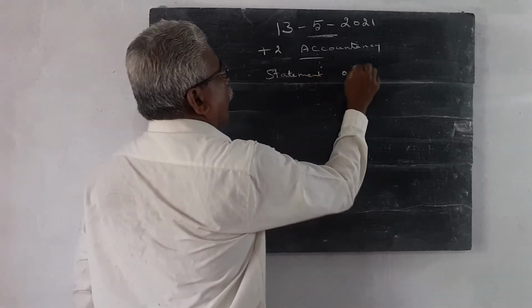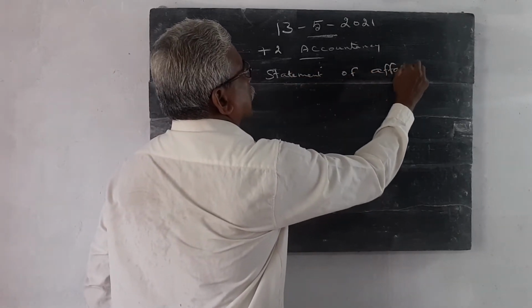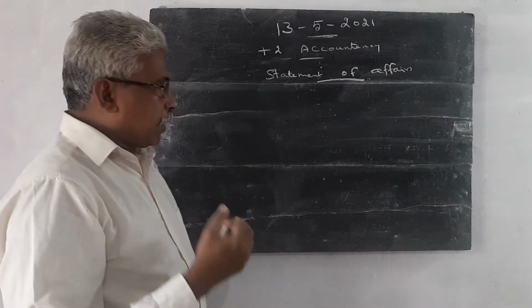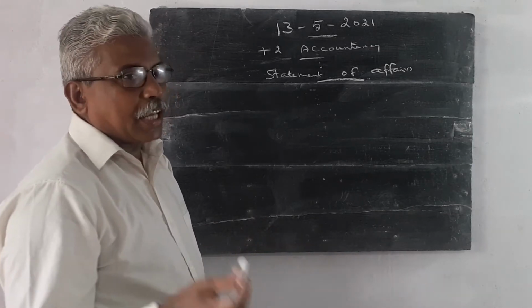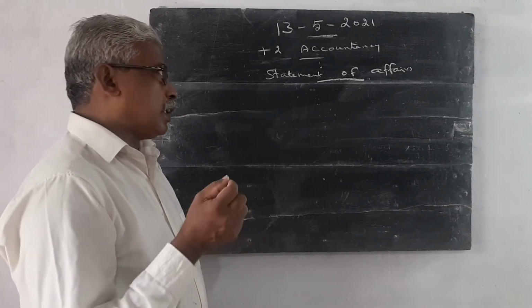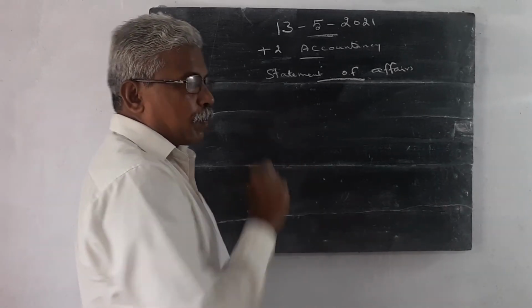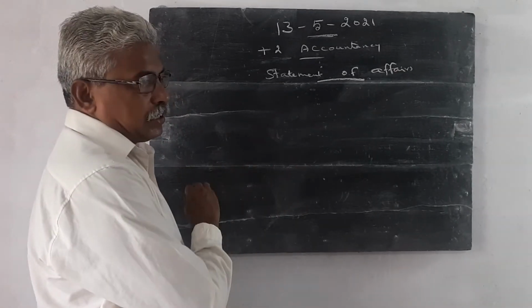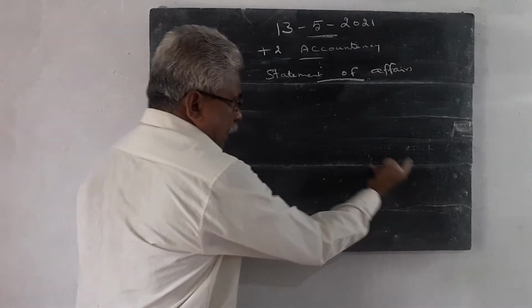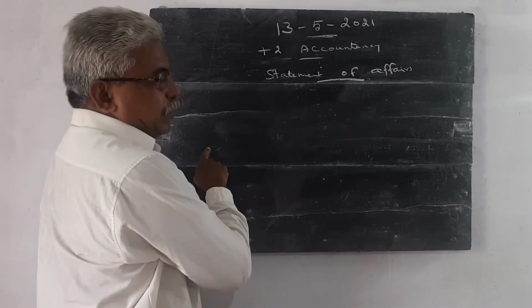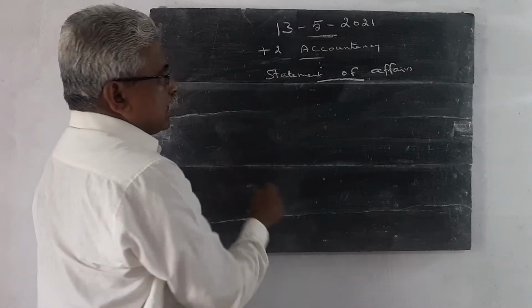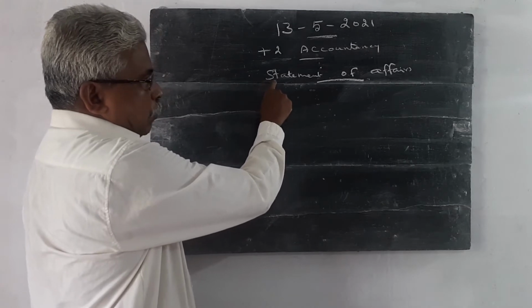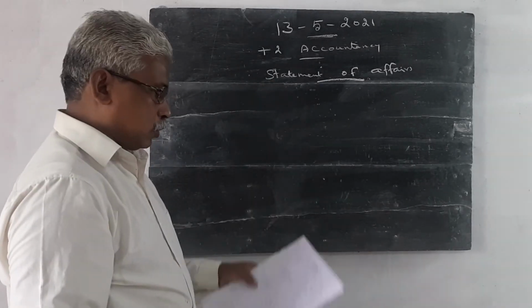Statement of affairs. In the last class I explained about the statement of affairs. Statement of affairs is a statement prepared for the purpose of finding out the capital. The statement of affairs consists of asset side and liability side. Assets are entered on the right hand side, liabilities on the left hand side. The difference between assets and liabilities is considered as capital. We already studied this in the theory portion. Please refer to the previous theory portion.